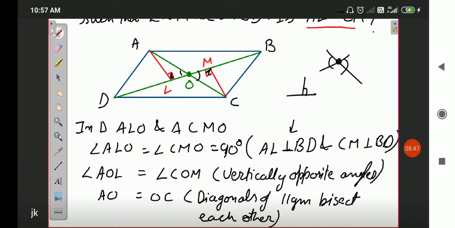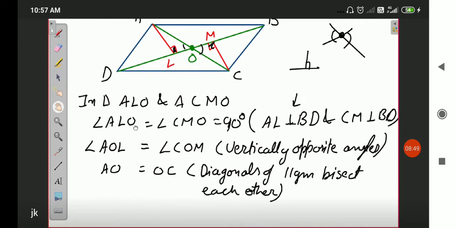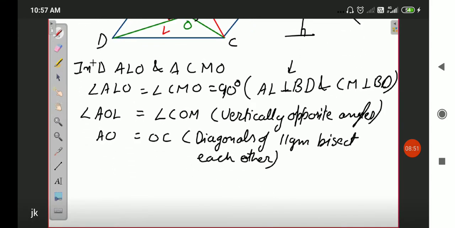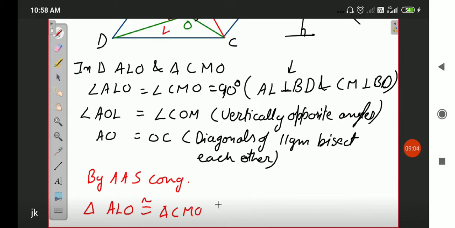So the congruency used here is AAS congruency, that is angle angle side congruency. By AAS congruency, both the triangles are congruent. Triangle ALO is congruent to triangle CMO, and hence, since both the triangles are congruent, their corresponding sides are equal. AL and CM are equal.